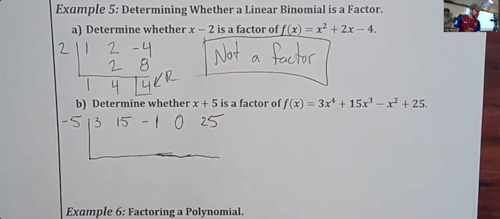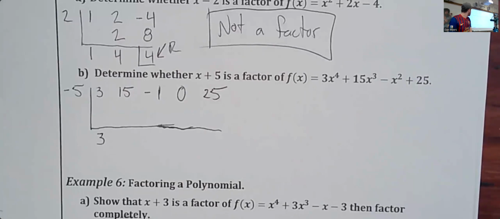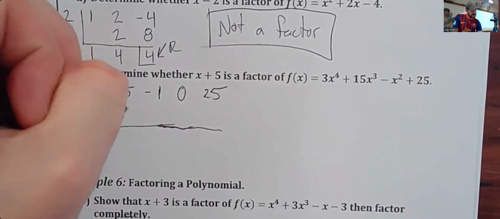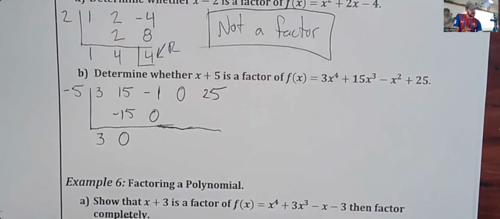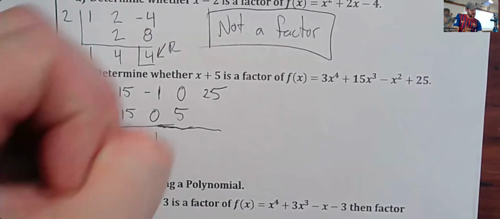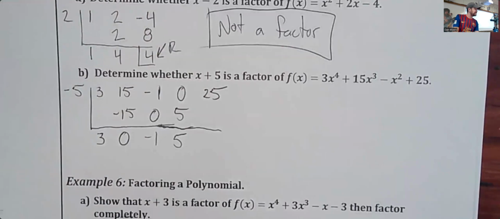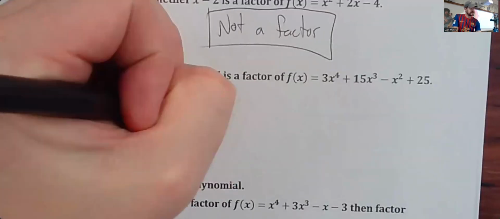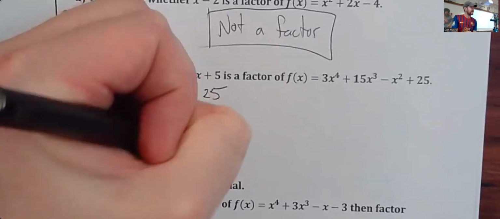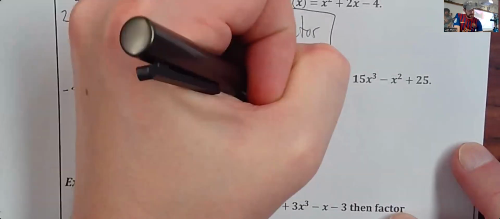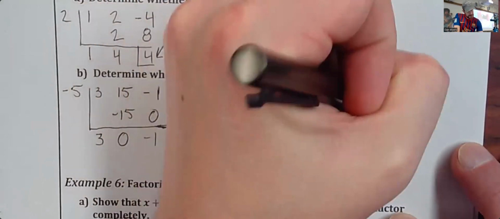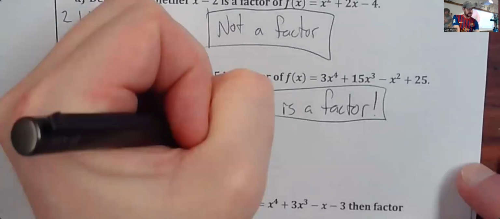All right. Bring down the 3, right? What's -5 times 3? -15. What's 15 plus -15? 0. What's 0 times anything? What's -1 plus 0? -1. What's -5 times -1? 5. What's 0 plus 5? 5. What's 5 times -5? -25. What's 25 plus -25? 0. So is it a factor? Yeah. It is a factor. All right, cool.